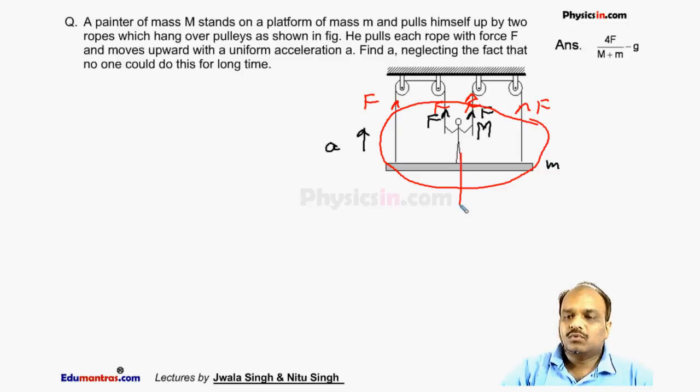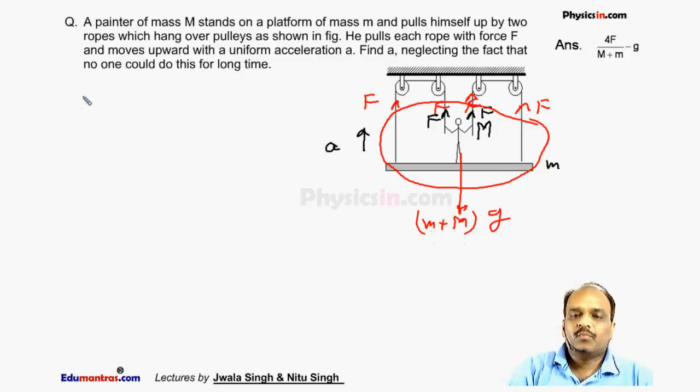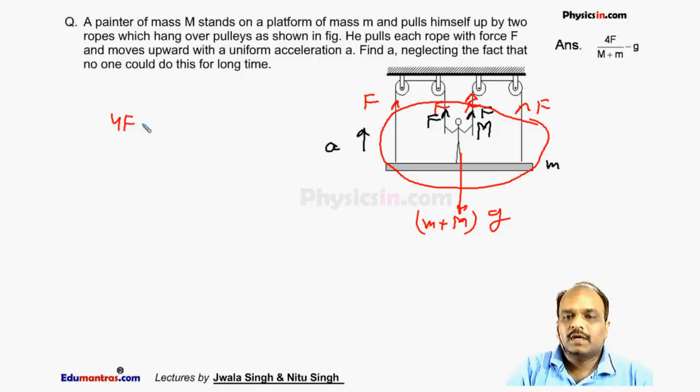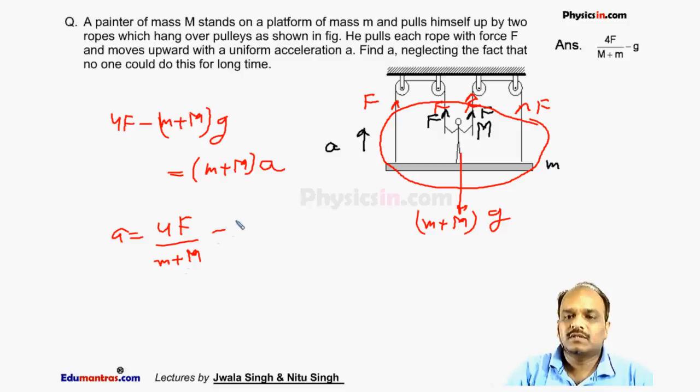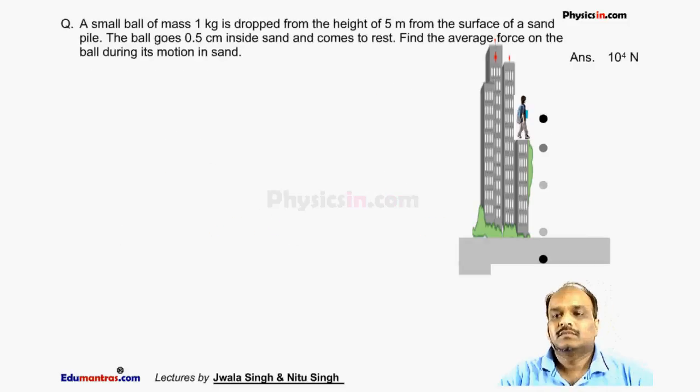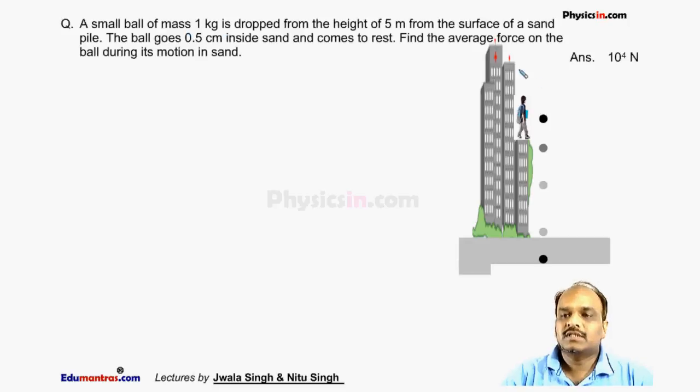So the total weight is (M plus capital M) into g. The upward force here is 4F and the downward force is (M plus capital M) into g. That is equal to mass into acceleration, (M plus capital M) into A, as the whole system is moving with an acceleration A. So from here we can say A is equal to 4F by (M plus capital M) minus g. This is the answer.